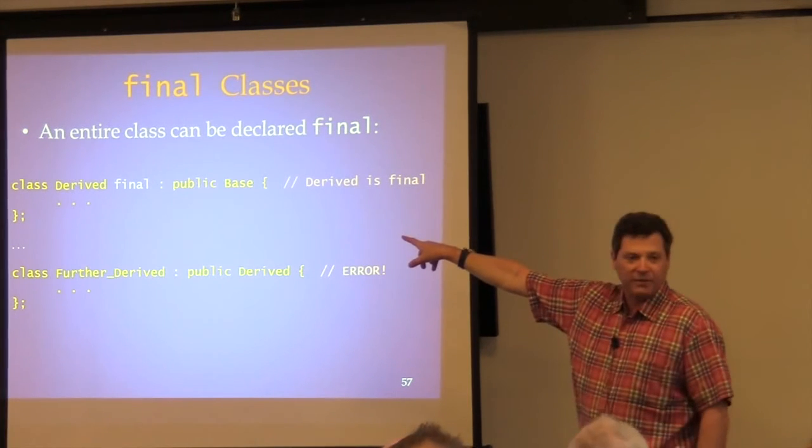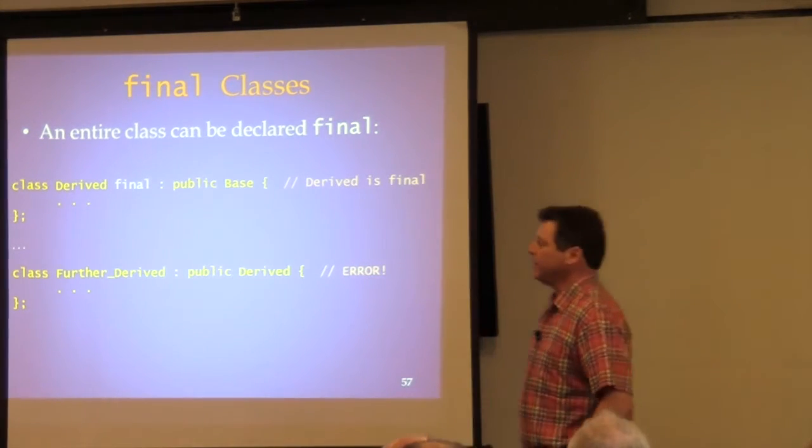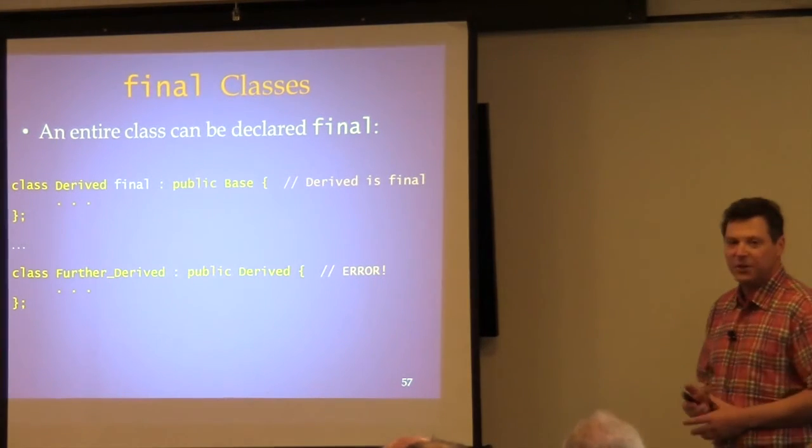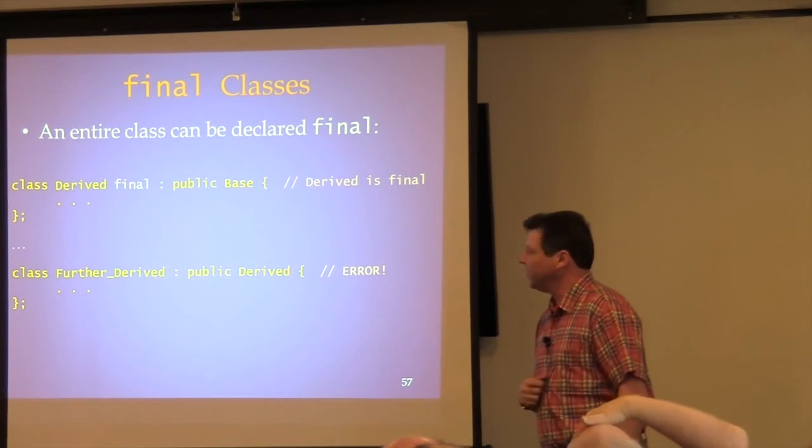Question? Can you specify final on a derived class? You mean like that? The question was, can you do that? Okay, yes, a class can be declared final. That's how you do it. It is also a contextual keyword, and it doesn't break any legacy code.